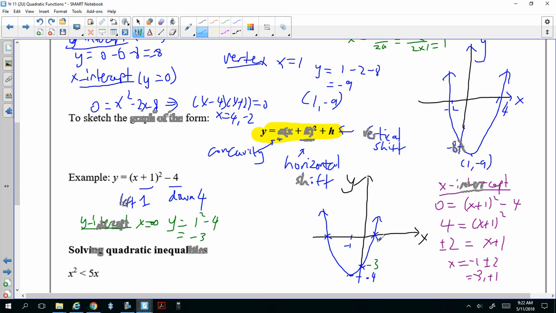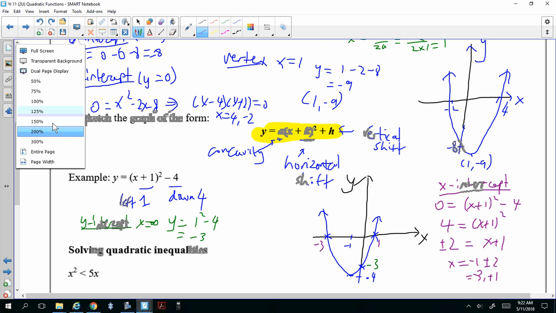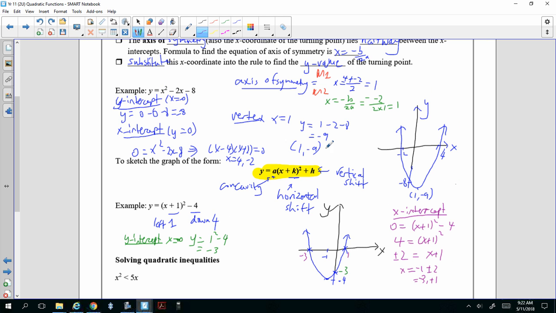So now we know how to sketch these two types of parabola. And make sure you remember them. There's one that you do the shifting. The other one you don't do the shifting. You do the x and y intercepts and axis of symmetry. Okay, remember these two main types.